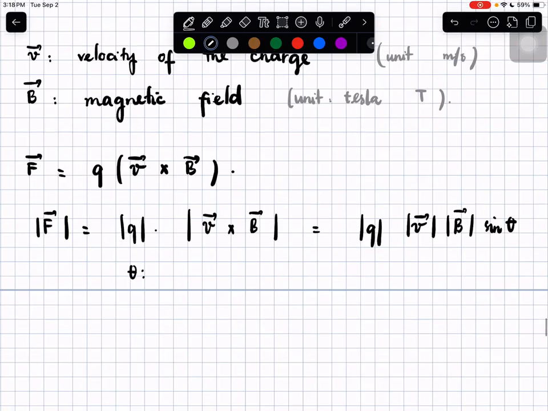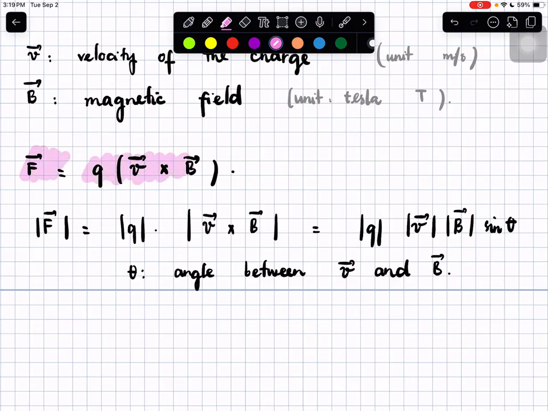So theta is the angle between V and B. We use this formula to compute the force on a moving charge.